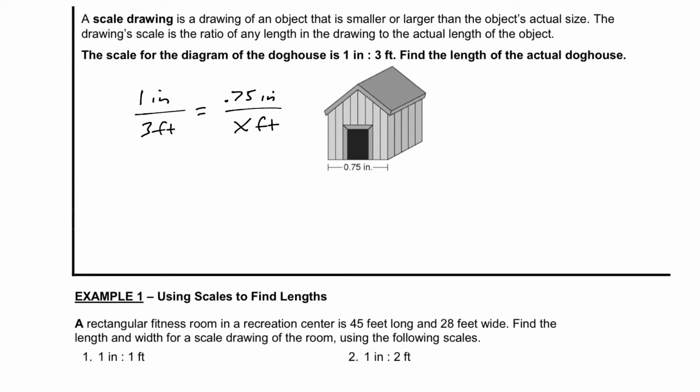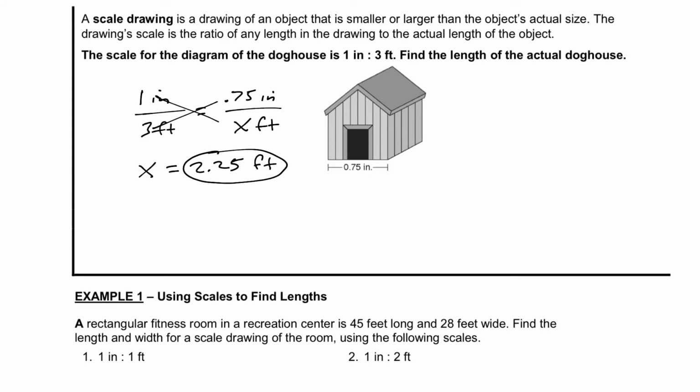Now we'll just do our cross product. So we'll do 1 times X, that's just X, is equal to, and then our other cross product, we have 3 times 0.75, which is 2.25. And we can see that we were trying to solve for X here, and X was in feet. So our answer will be in feet. So that is the length of our actual doghouse.